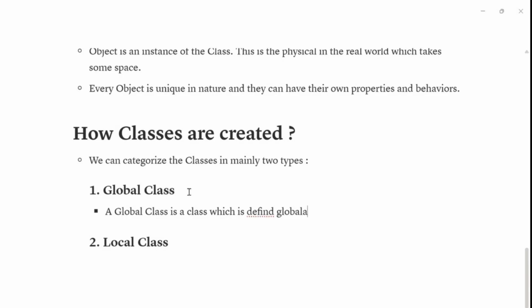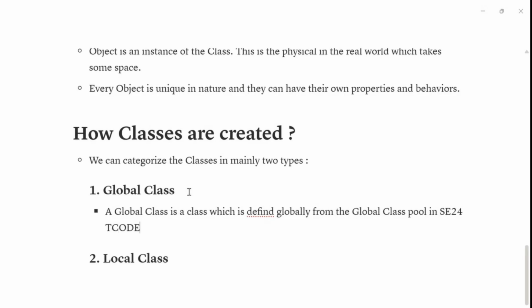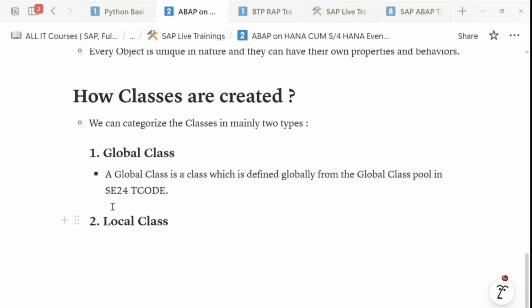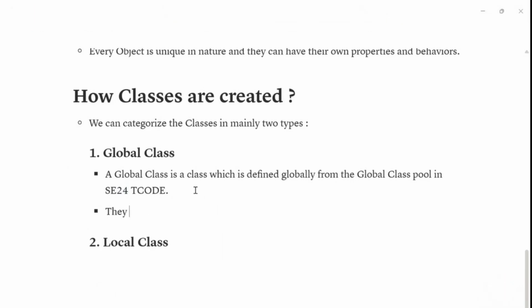Globally, from the global class pool in the SE24 transaction code. This is the first important T-code that comes into the picture for object-oriented programming. Global classes are reusable in nature, and we can reuse them from anywhere in the SAP system.